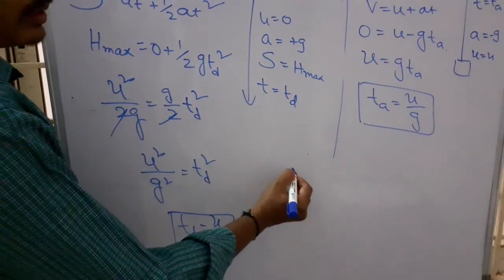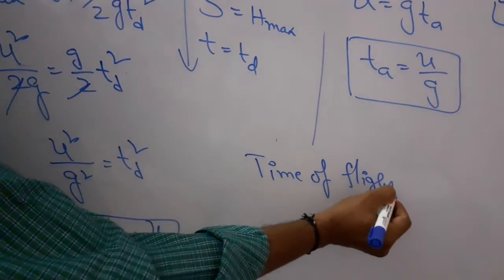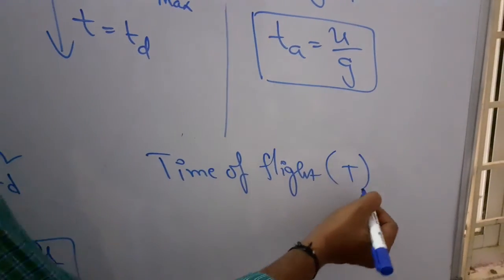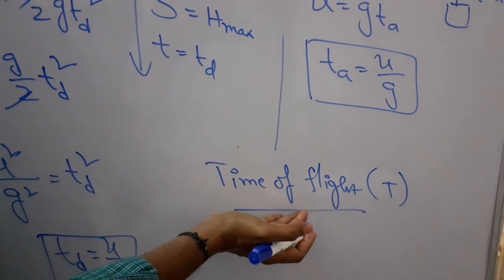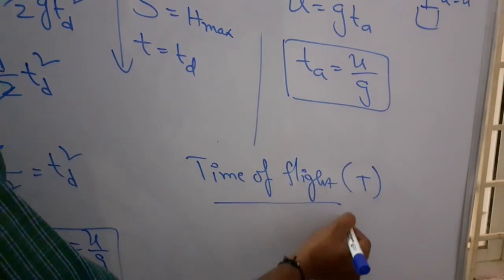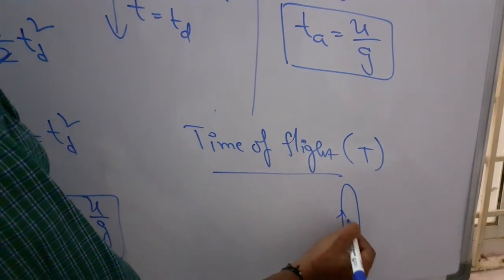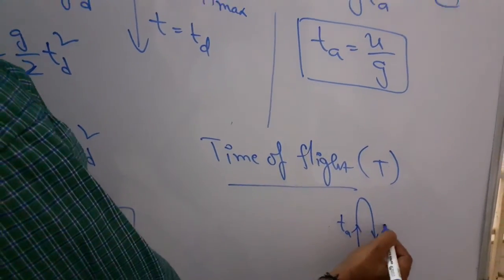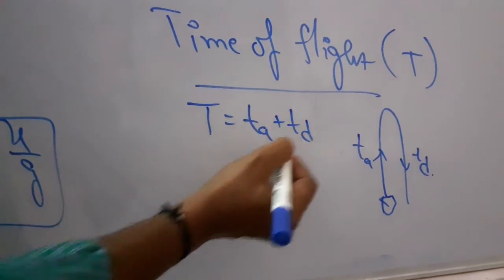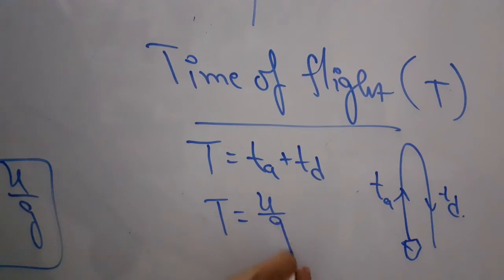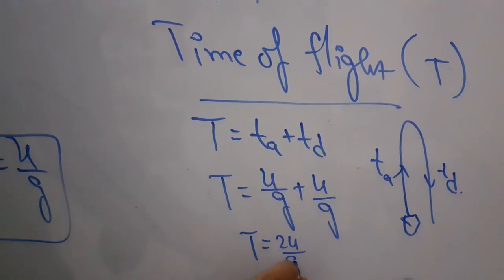Okay, so time of flight is nothing but your total time taken, which means the time taken by the body to reach up and the time taken by the body to reach ground. So it is called, what is it, time of ascent and time of descent. Total time taken is called, what is it, time of flight: u by g plus u by g. Therefore t is equal to 2u by g.